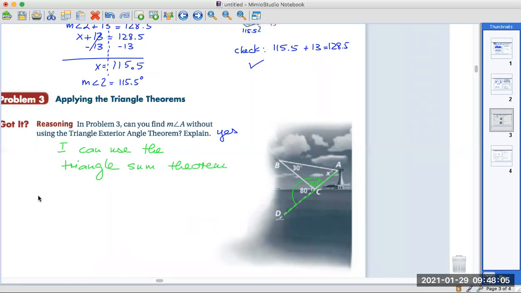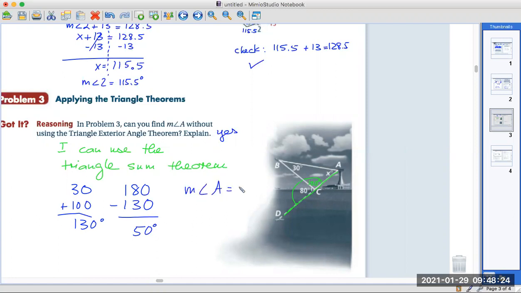Okay, this doesn't show good. Okay, so we got 30 plus 100 is 130 degrees, subtract from 180. 50 degrees left for measure angle A. Measure angle A is 50 degrees. So there's another way to do this.